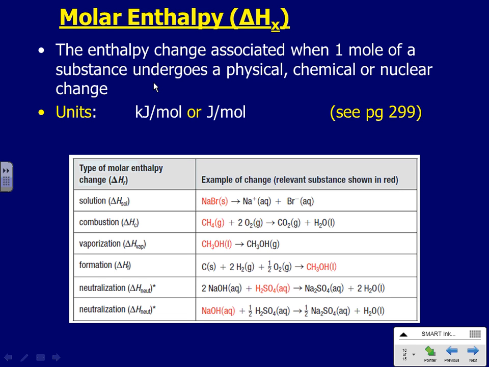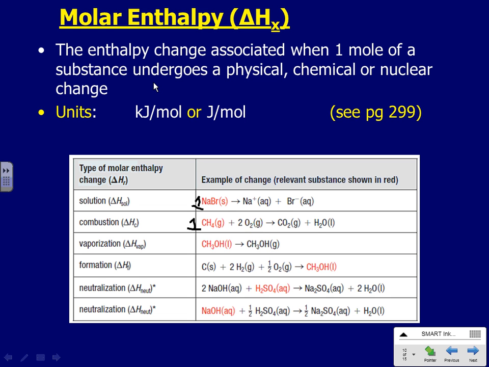Hopefully you've written C page 299, because this table is on it. And here are some examples of different types of molar enthalpies. If a substance dissolves, goes from a solid to aqueous, in other words we dissociate it, then that's a delta H of, and it says here, SOL, solution. But because it's a subscript on the delta H, that tells me it's a molar enthalpy. It's going to be per 1 mole of NaBr. And if I'm burning something, then I'm going to have a delta H C, combustion. And notice the one in red, per 1 mole of CH4.